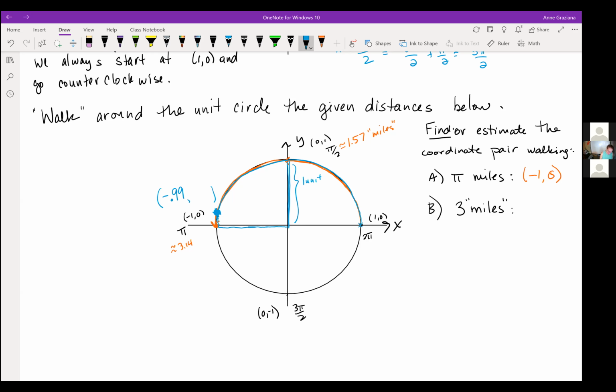So how far up do I need to get to that? Give me a decimal approximation of how far up you think you have to go. 0.1. Yeah, that's pretty good. Okay, so my coordinates here are going to be about, these are approximations, -0.99 and 0.1. And that's the best we can do for right now.